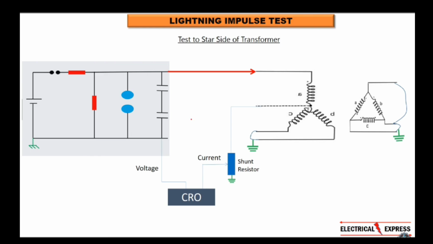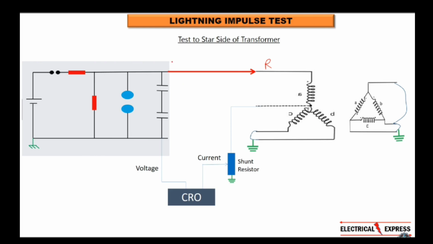Whenever we test lightning impulse, the first thing we have to keep in mind is that, except the phase in which we are testing lightning impulse, we have to short and ground all the phases, either primary or secondary, so that whatever voltage is there does not go to other phases. So you can see that if we test lightning impulse in R phase, then we short and ground the Y and B phases on the star side and also short and ground all 3 phases on the delta side.